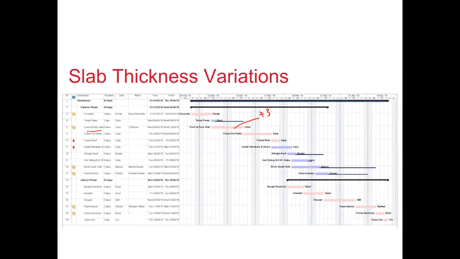So I think one thing which you can clearly see is that this is a critical activity, and she is suggesting to cause a delay to a critical activity.